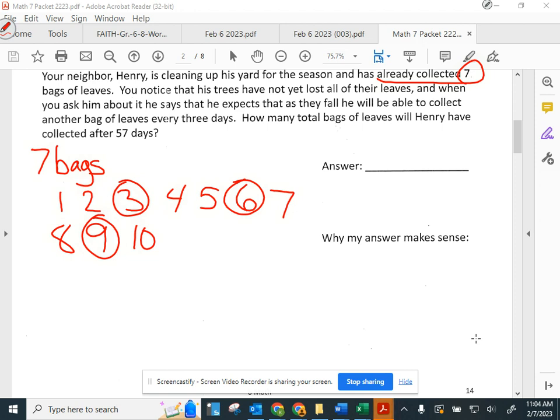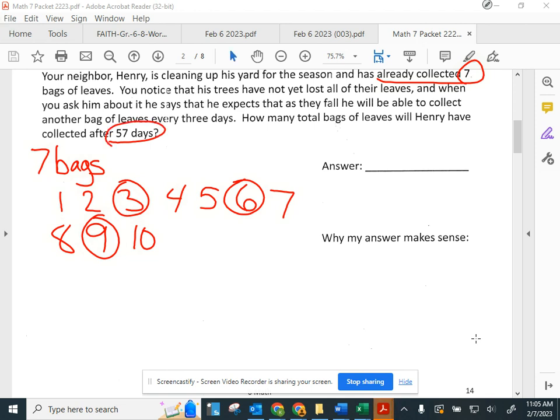What do we have to do with the 7 that he's already collected? Gigi? Yeah, don't forget about those 7 he's already collected. You need to add it to your answer. So don't forget those 7. Make sure you go all the way to 57 days.